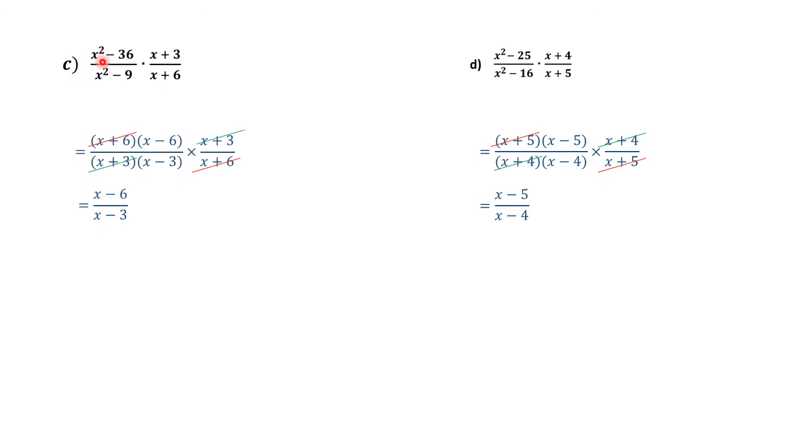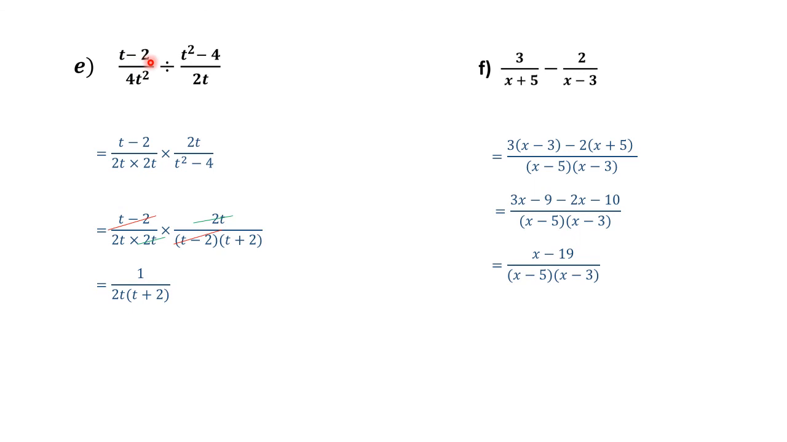Part C, x square minus 36, difference of two squares, x plus 6 into x minus 6. X square minus 9, difference of two squares, x plus 3 into x minus 3, times x plus 3 over x plus 5 as it is. X plus 3 is cancelled with x plus 3, x plus 6 is cancelled with x plus 6. We have x minus 6 over x minus 3. Part D is same.